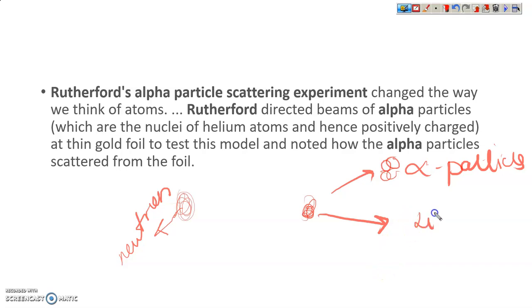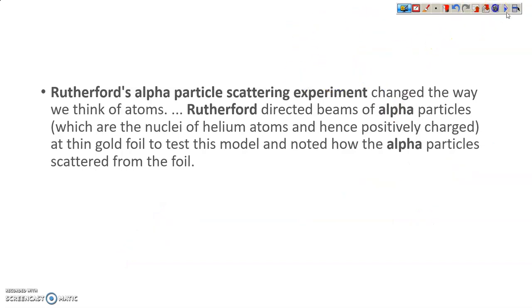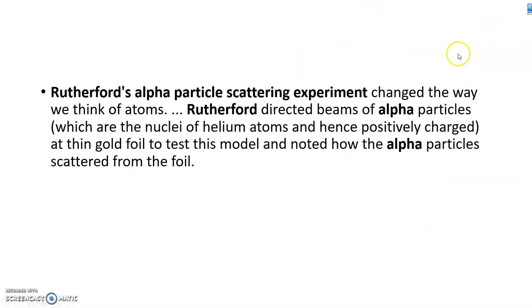Alpha particles are alpha rays basically. They consist of two protons and two neutrons. This is what alpha particles are made of. Moving on to our next topic.